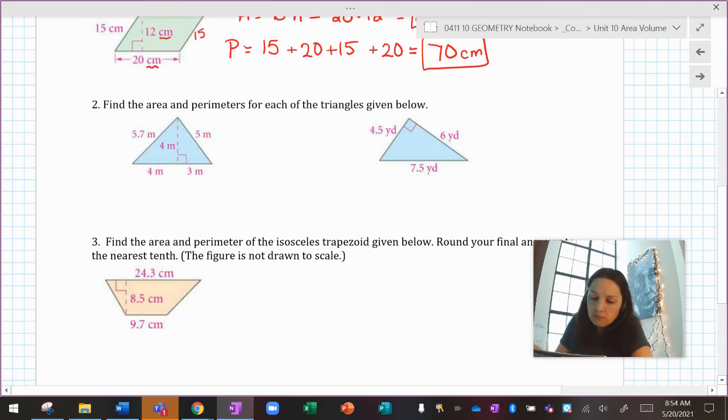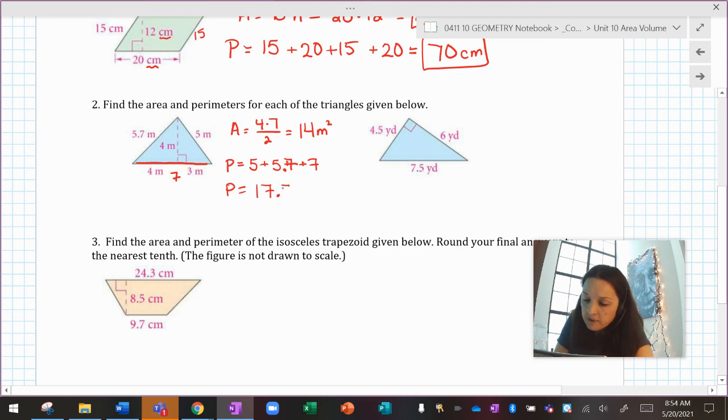All right, so this first one, area is going to be base times height divided by 2. Well, my base is 7. My height is 4. So my area is 4 times 7 divided by 2, which is 14 square meters. And my perimeter here is going to be everything added up. So 5, 5.7, and then 7. So that is going to be 17.7 meters.